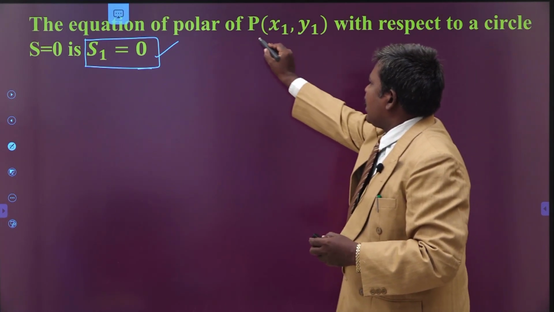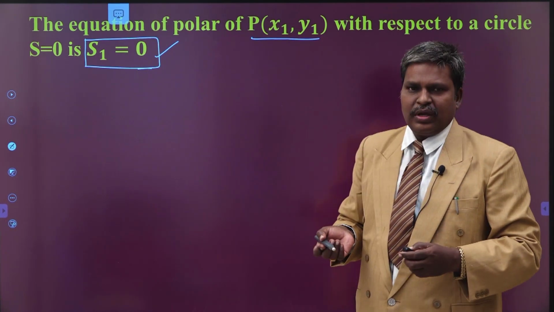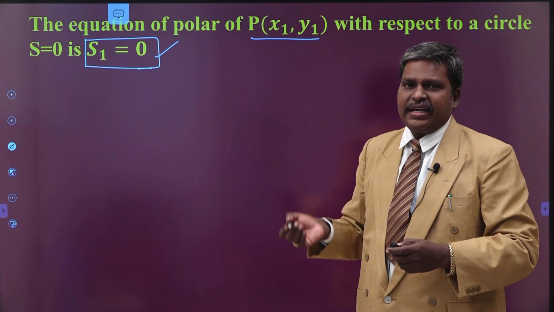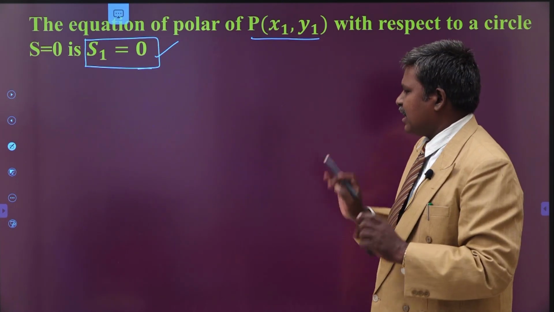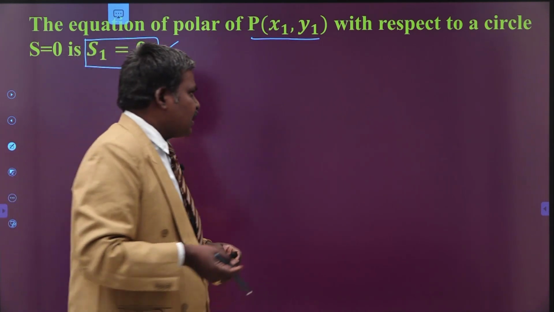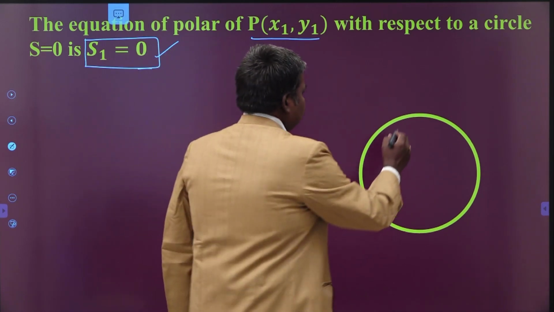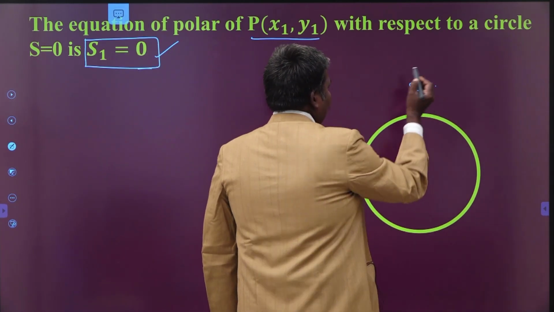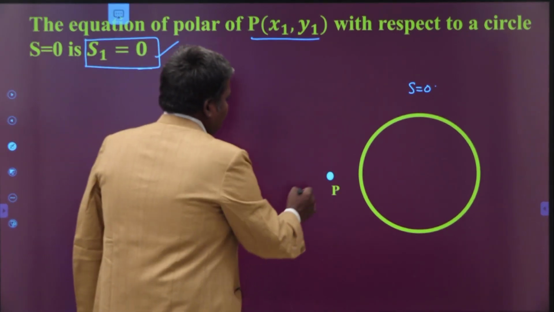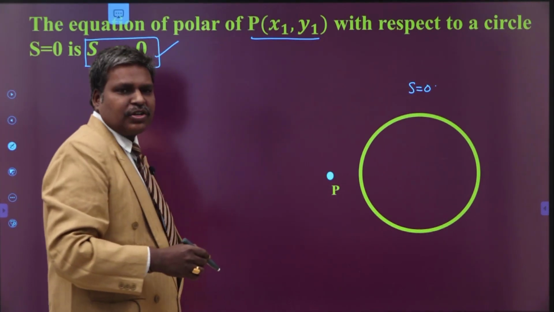We are going to find the polar of P(x1, y1) with respect to the circle. We have to find out the equation of the polar. Polar is defined for what? Points. With respect to what? Circle. Understand? The point may be either outside or inside or on the circle also. So your circle is like this. S is equal to 0 is your circle. We are going to find out the polar of the point. Suppose my point is here. The point P is here. We are going to find out the polar of P with respect to the circle.